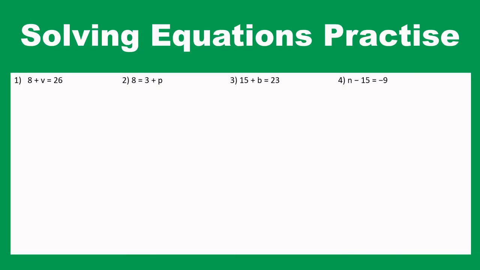This first row are just single operation equations, so they should be fairly straightforward. If you need a function machine, you can use one, but you shouldn't need one. The one question that might trip you up is question 2 here, because I've got the p on the right-hand side. But that's not a problem. You just want to get the p on its own, so send that 3 over to the left-hand side.